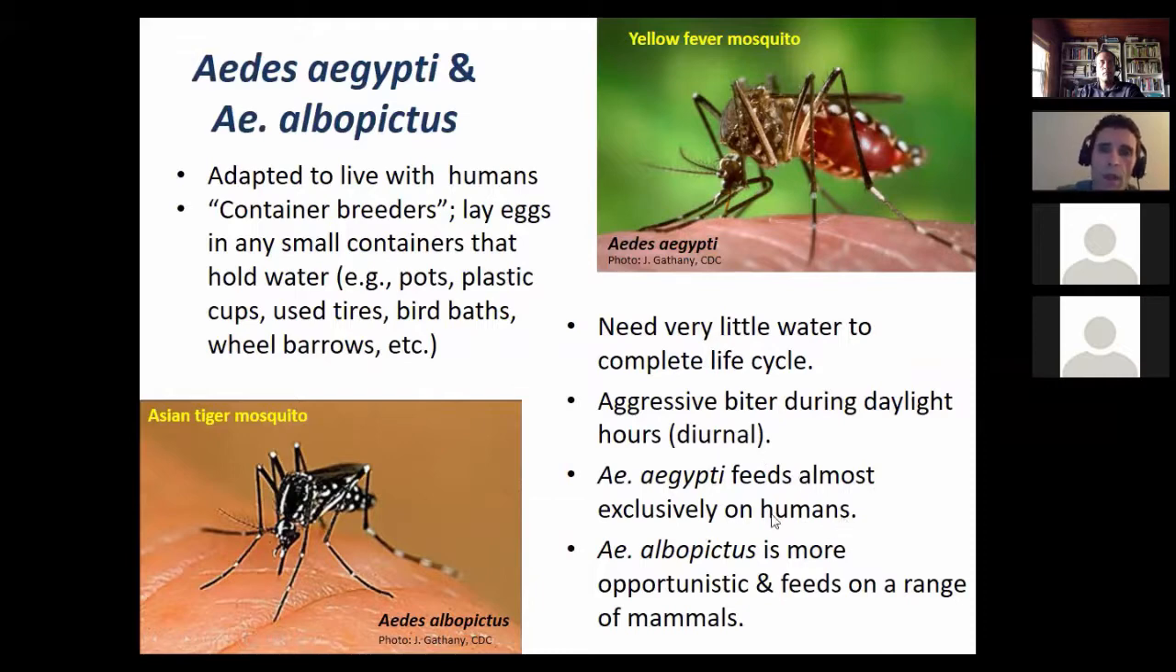Now, Aedes aegypti feeds almost exclusively on humans, so it's pretty efficient at transmitting viruses, while the tiger mosquito in the bottom left is more opportunistic, and it tends to feed on a wider range of mammals. Now, there is variation from one population to the next, so this isn't a hard and fast rule, because we have seen cases, a good example being chikungunya in the Indian Ocean region, where it was a predominant vector in a huge epidemic of chikungunya virus several years ago. So we know this one can be an efficient vector from time to time.